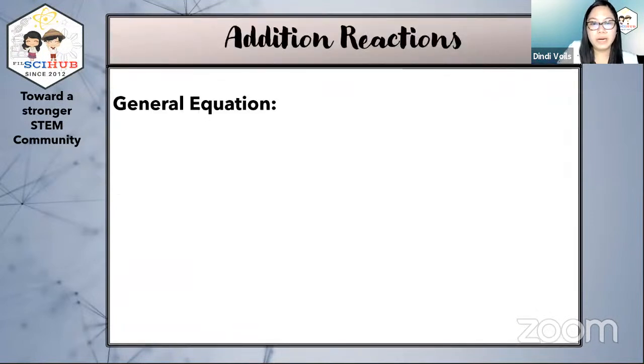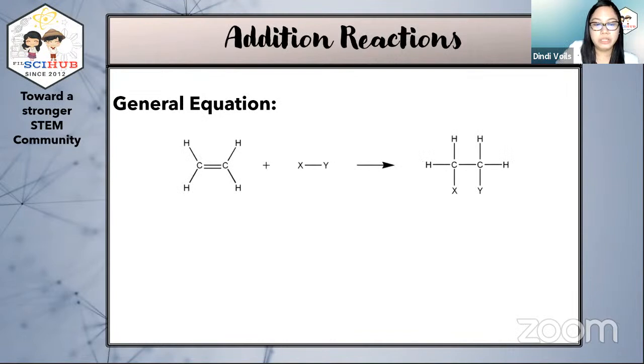So in addition reactions involving alkenes, this is the general equation. As you can see from the reactant side, you have the alkene reacting with another compound, and each component of this compound gets added to the double bond, right? X and Y are just generic names. There are no elements called X and Y.